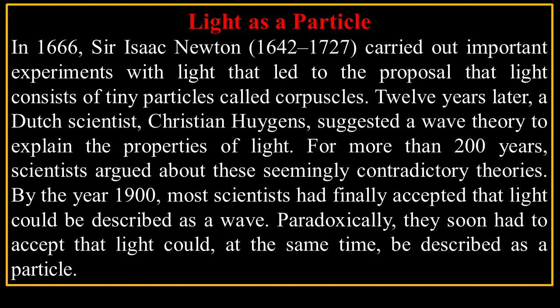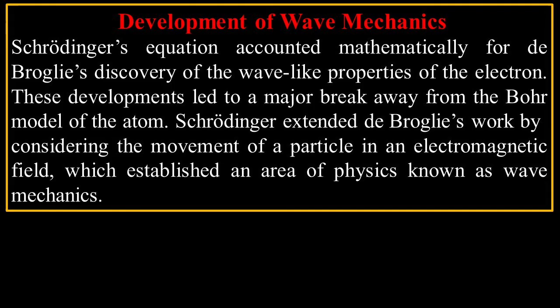By the year 1900, most scientists had finally accepted that light could be described as a wave. Paradoxically, they soon had to accept that light could, at the same time, be described as a particle. So light is not as easy as it sounds. It can be very, very complex. The wave-particle duality of light makes it not what it appears to be.